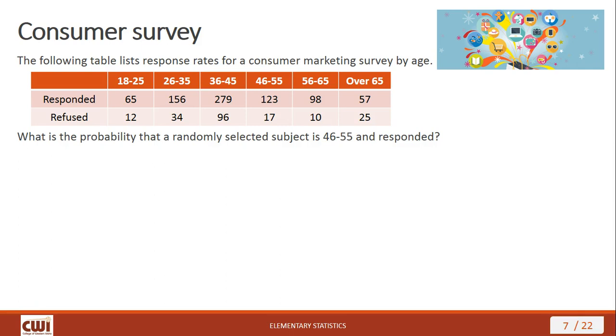So what is the probability, given this data, that a randomly selected subject is between 46 and 55 years old and responded to the survey? So we've got two events here. We've got one event where the subject is between 46 and 55 years old, and a second event where the subject responded to the survey. Let's look at each of these individually.